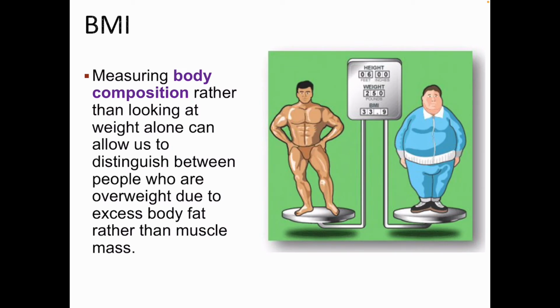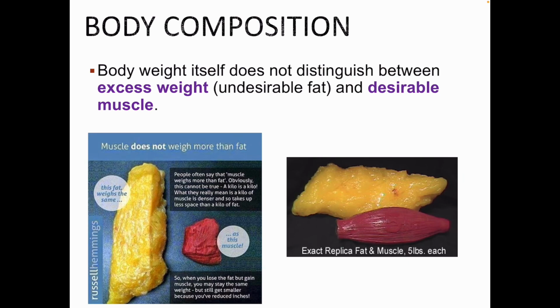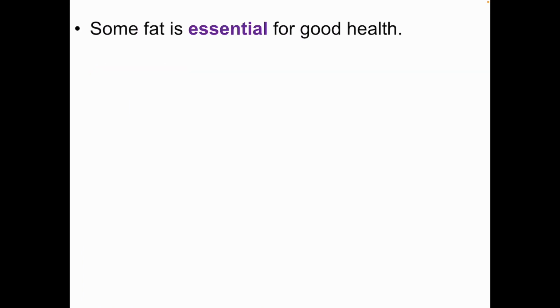Measuring body composition, rather than just looking at weight alone, can help to distinguish between people who are overweight due to excess body fat rather than just having a high proportion of muscle mass. You can see from the picture, right, that a kilo of fat takes up a much larger space than a kilo of muscle. We do need some fat.